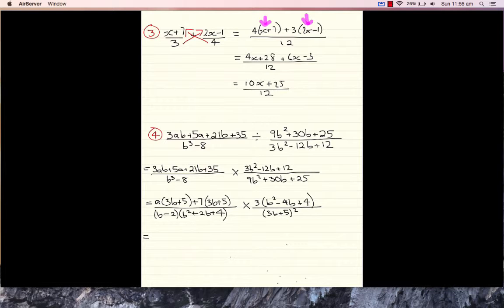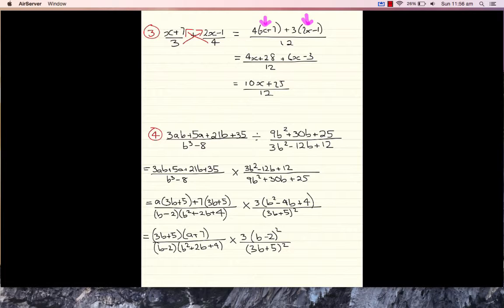Okay, so let's have a look. We need to keep neatening this up. So on the top on the left, we've got 3b plus 5 outside of a plus 7. We can't do much to the bottom. It's already been fully factorised. Now looking at the right, b squared minus 4b plus 4 is a perfect square. So we've got b minus 2 all squared, and that should be over, and we already factorised the bottom, so that's fine.